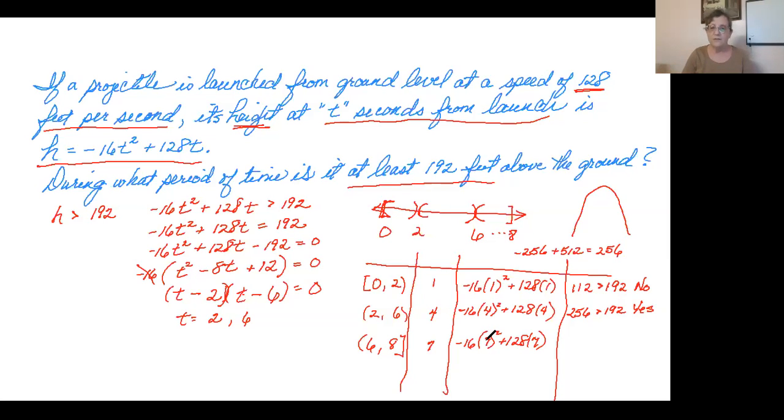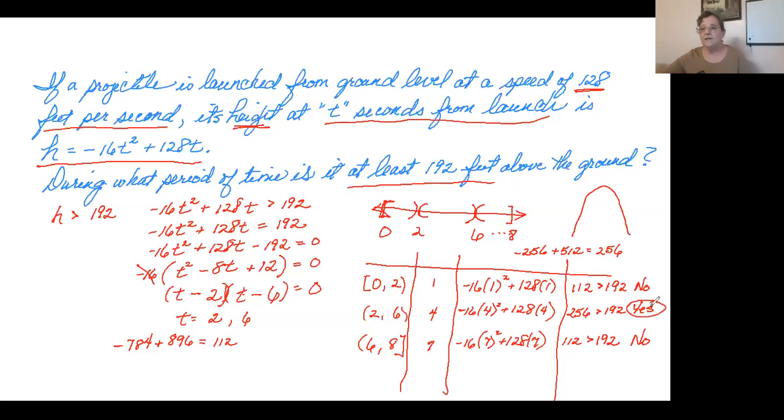And at 7, 7 squared is 49 times 16. So here I've got 784, that'll be negative 16 times 49, and 128 times 7 is going to be a positive 896. 896 minus 784 is 112. And 112 is not greater than 192, so that is false.